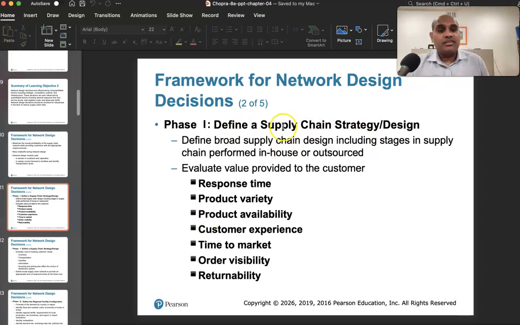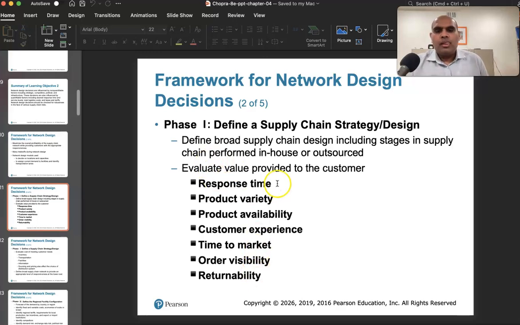So phase one is to define the supply chain strategy. Like I said, you need to have a strategy, and this means that you need to articulate what you want the response time to be, what you want the product variety to be, what you want the product availability to be. So all of these different things, you need to know what you want to do with them, and you also need to know that you cannot concentrate on all of them at once. You have to have one or two important pieces that you will concentrate on, and the rest you try to do the best you can, right?